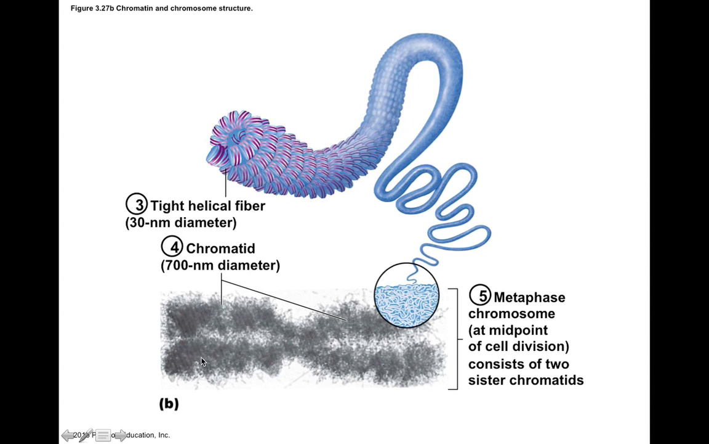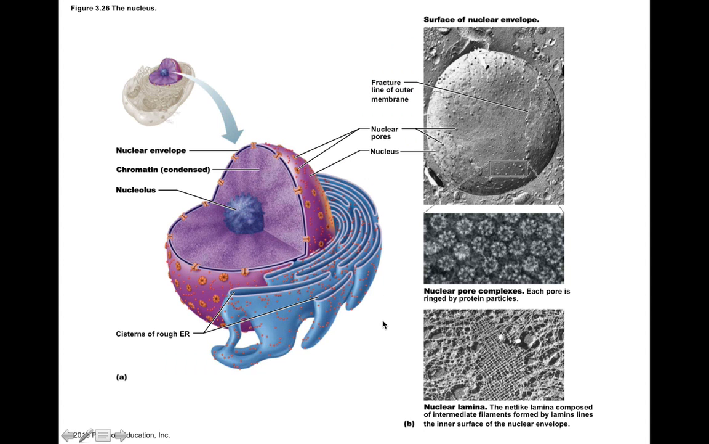If you need to express genes and be able to use them, they can't be in this condensed state. So living and active cells have their chromosomes in their relaxed chromatin state, and they won't appear like this. There's just going to be kind of general haziness within the nucleus.